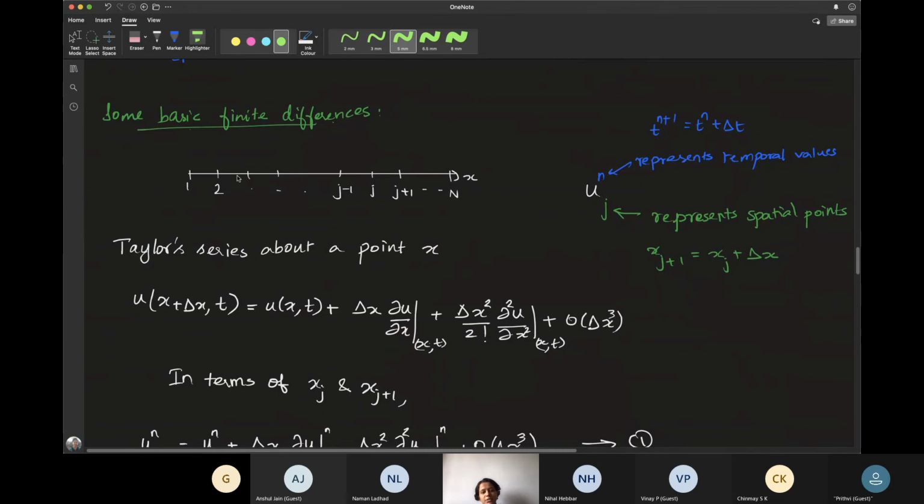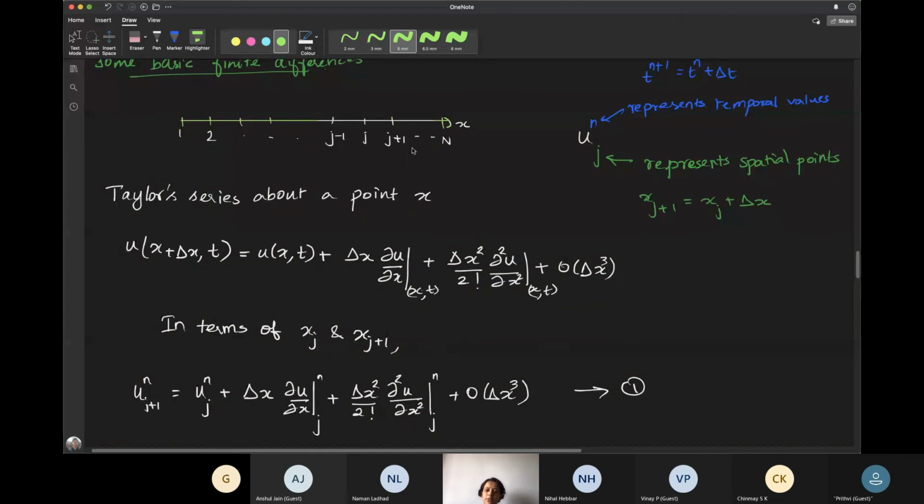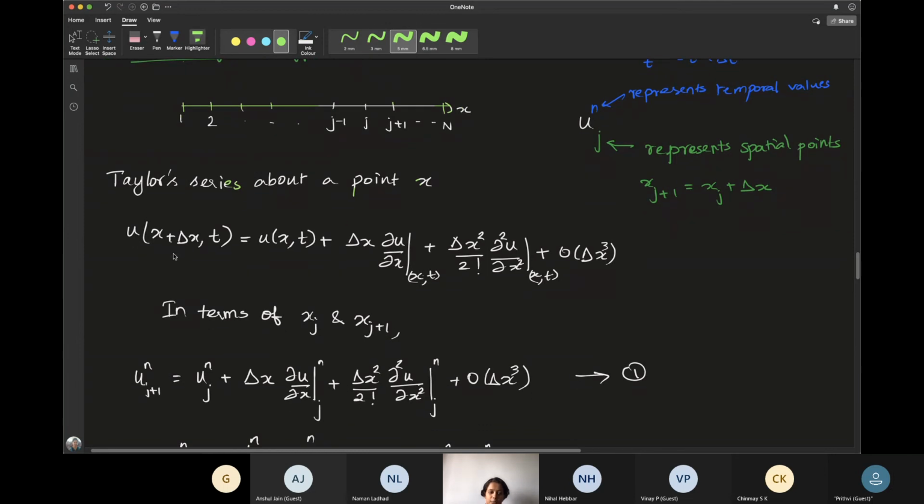So as you have some x position space, this is a continuous space. You discretize it, that is, you consider certain points on this position space. Then you do a Taylor series expansion about any point, say x, in this position space. Then to evaluate your solution at x plus delta x, this is your Taylor series expansion.